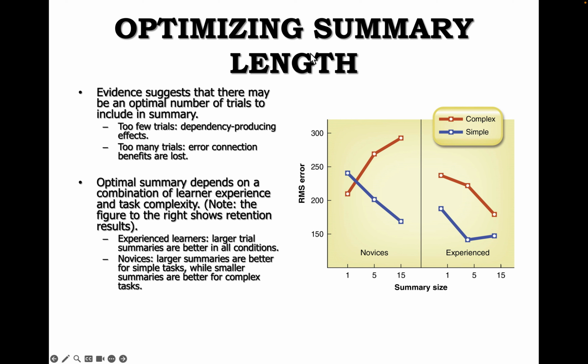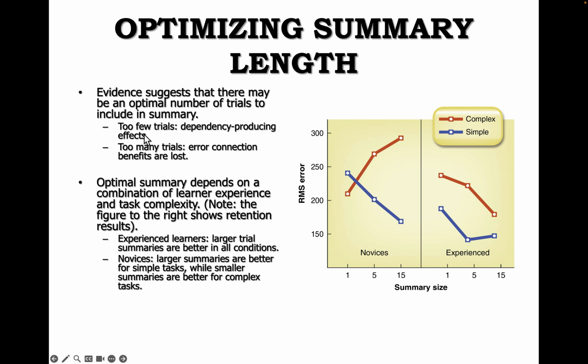So we need to optimize our summary length. Summary feedback is important, depending on the amount of trials that we undergo that we have to try to summarize. Because we could go through too many trials, and summary feedback there might not be as beneficial versus if we gave summary after a fewer number of trials.